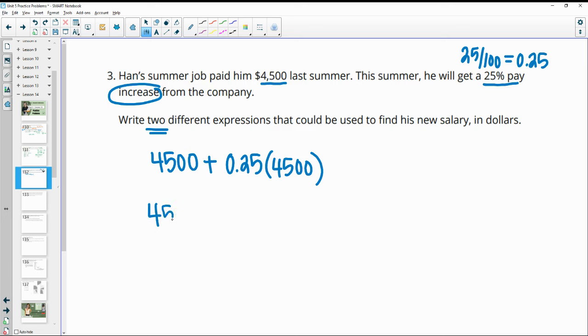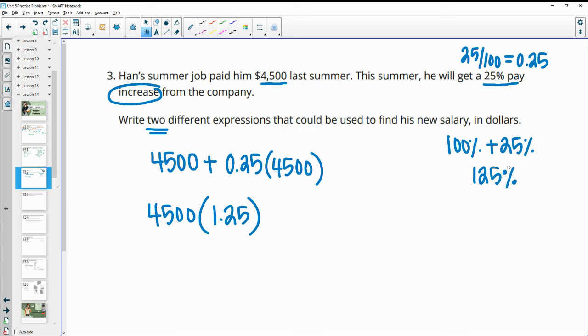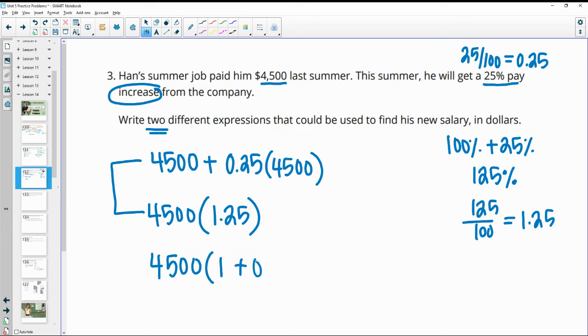Another one you can do is by just writing the 4,500 and multiplying it by 125% as a decimal. So thinking about that he's getting his 100% back from the previous summer and an additional 25%. So he's really getting 125% of his salary. And then this as a decimal is 1.25. So you can also write it that way. So that's 2 options. There's other options, right? If we think about the last example, you could also do it like this.